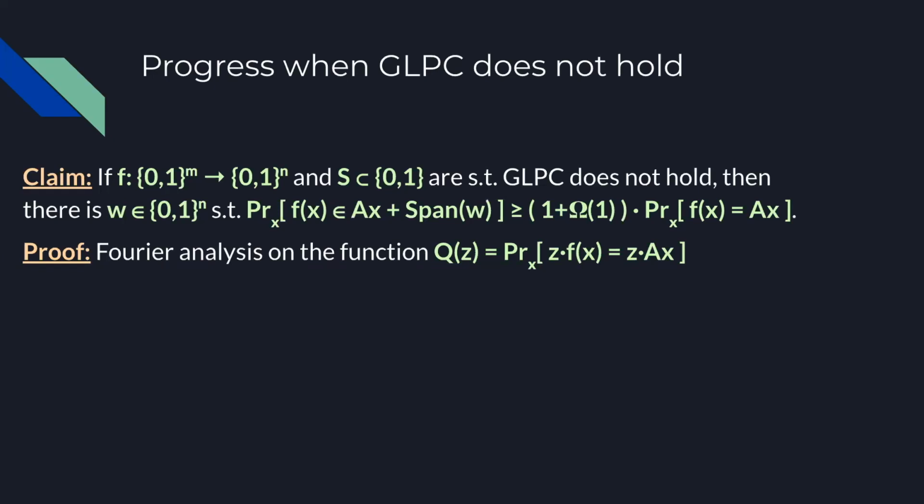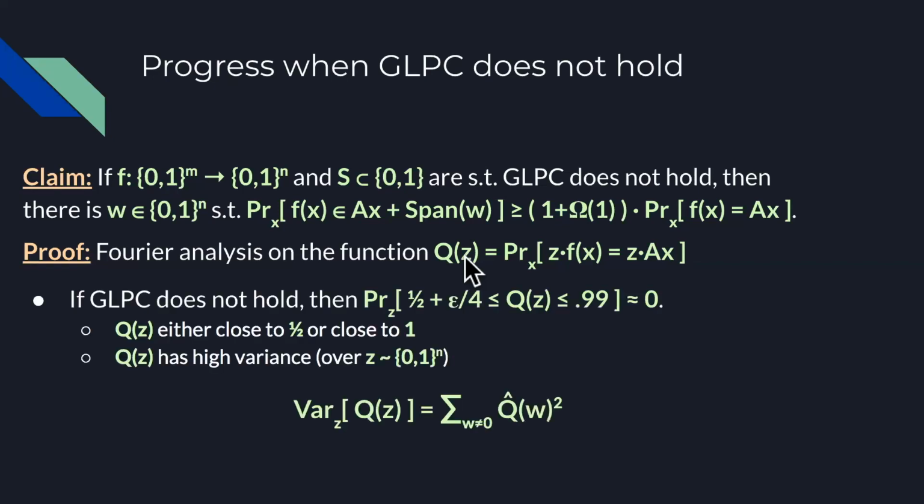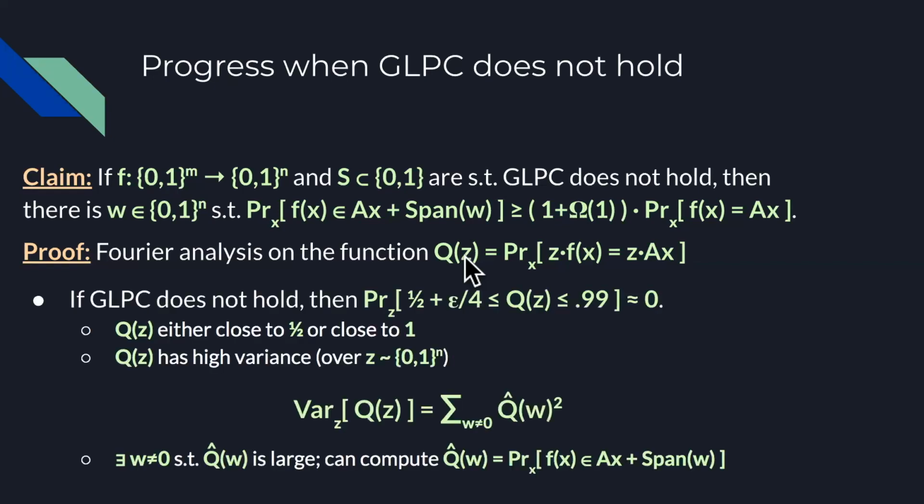The proof of this claim is Fourier analysis. We're basically going to find a plane by looking at the heavy Fourier coefficients of this function q of z. I'll leave the proof written here. It's pretty fair, and I can go through it if we have time, but we're over time. This is basically the end.